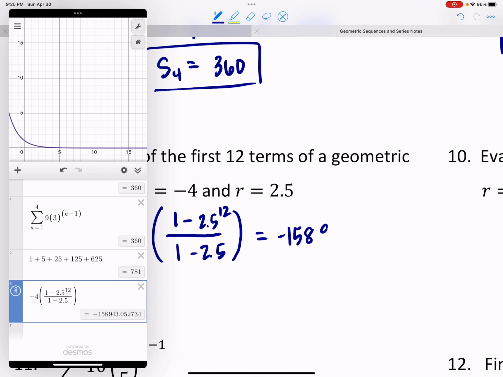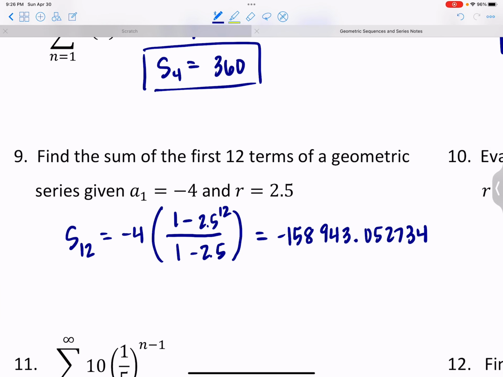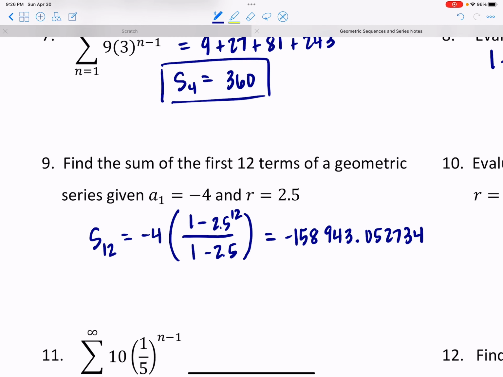Negative 158,943.05273.4. Now, because that is an exact, precise decimal that stops, I probably wouldn't round it. If you like the fraction better, choose the fraction, but there it is. That would be the sum for those 12 numbers on that list. Okay, so that's the sum.